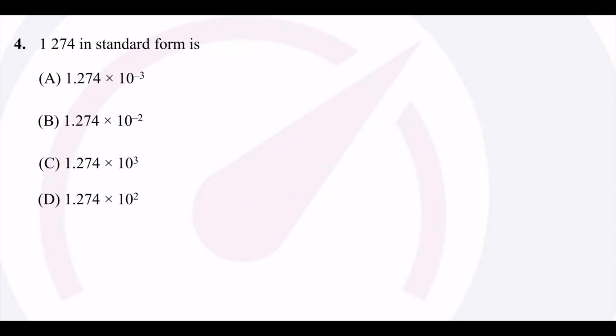Question 4. 1,274 in standard form is. Now, I always encourage my students to just write back the number: 1, 2, 7, 4. Put the decimal point after the first digit, as long as that digit is between 0 and 10, but it can't be 0. I will say between. Between means they don't include, alright? It can't be 0 and it can't be 10.